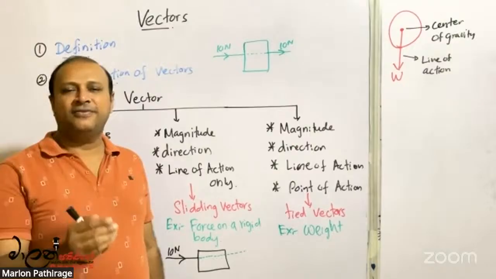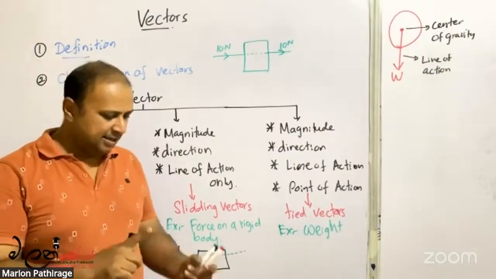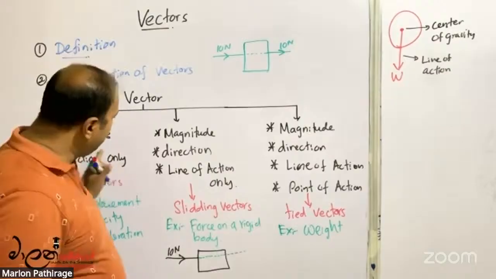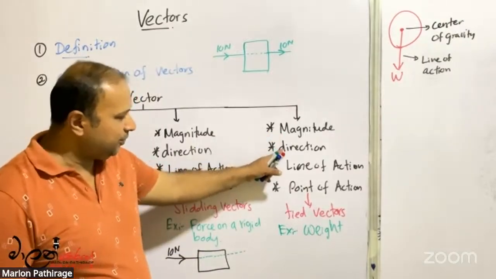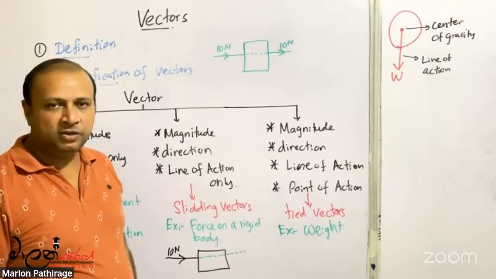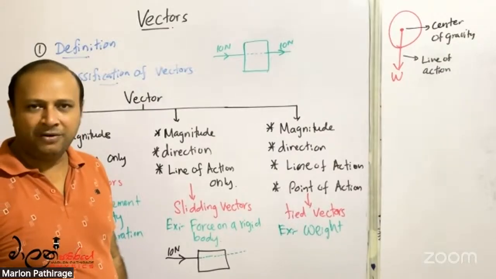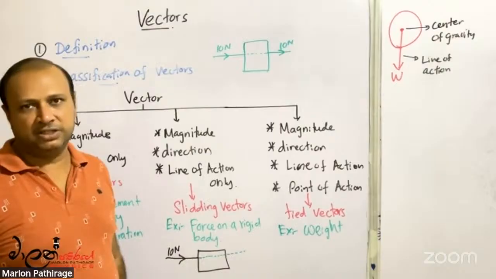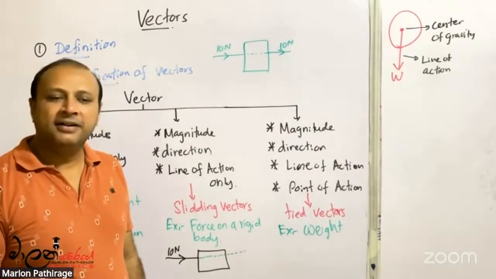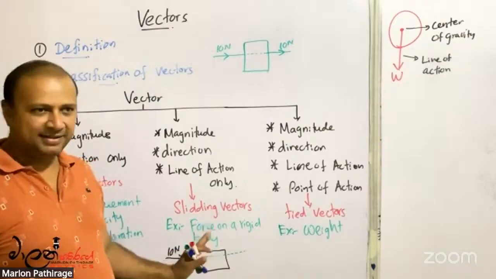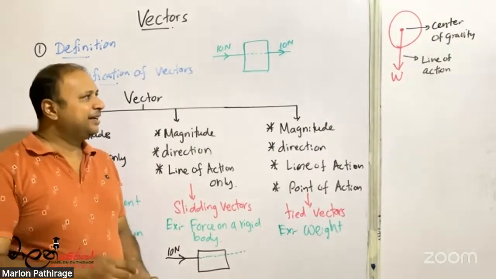Therefore, when you define a vector quantity, you define it as a physical quantity which has both magnitude and direction, because every vector quantity has two mandatory common features. What are those? Magnitude and direction. Therefore, don't say all vector quantities have line of action and point of action. Every vector quantity does not have those features. Those features are shown by some special types of vector quantities only, and they are called sliding vectors and tied vectors. Did you get my point?